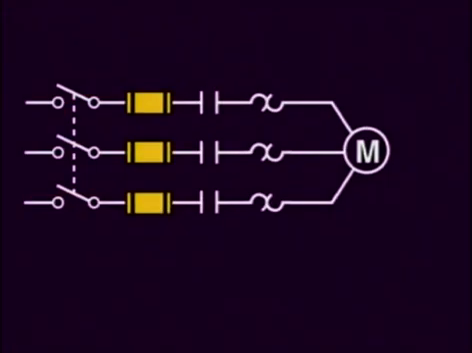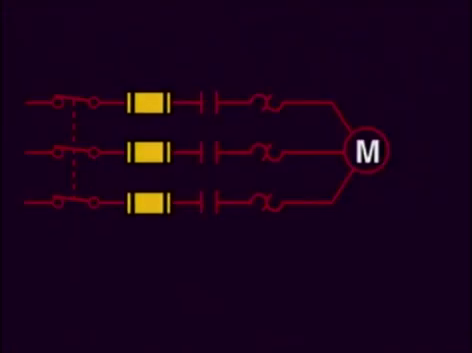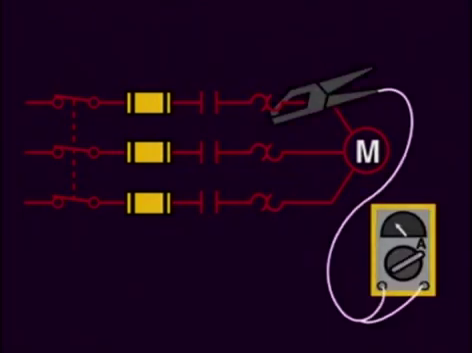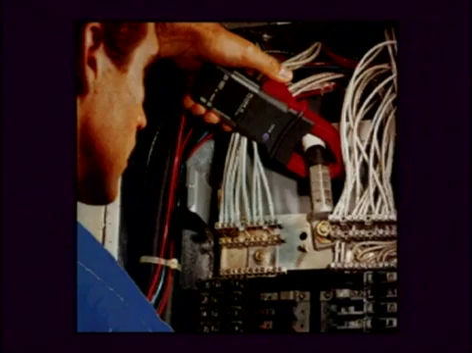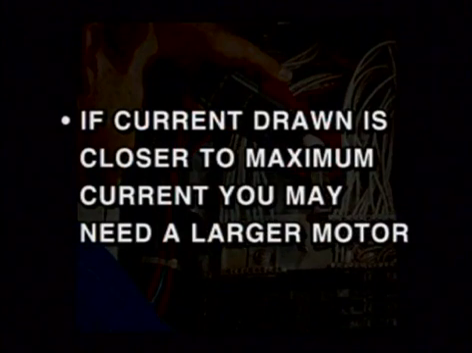It's a good practice, once we have replaced a burned-out motor, that we measure with a clamp-on meter the current being drawn by the new motor. The closer the reading to the full current rating of the motor, the harder the motor is working with that load. If the current being drawn is very close to the maximum current in the nameplate, then perhaps we need to go to a larger motor.